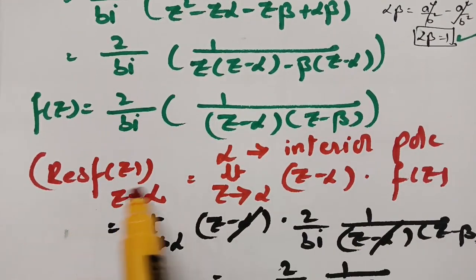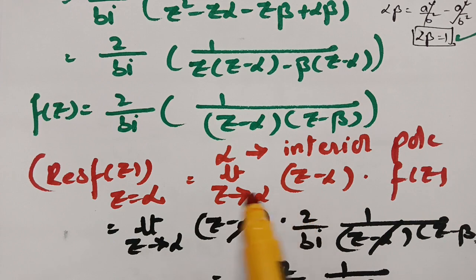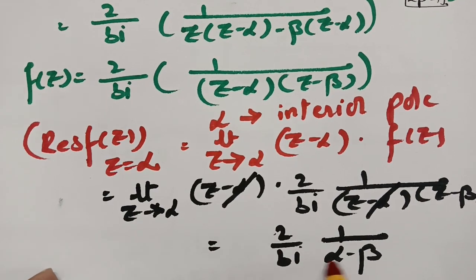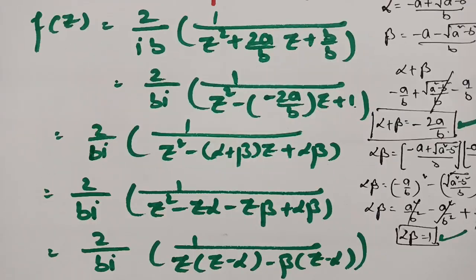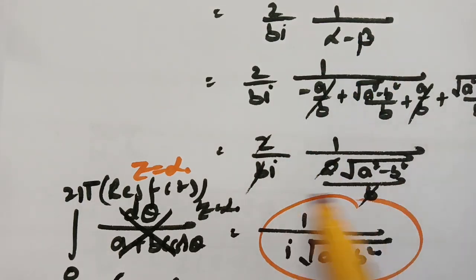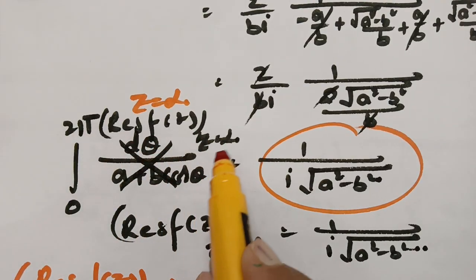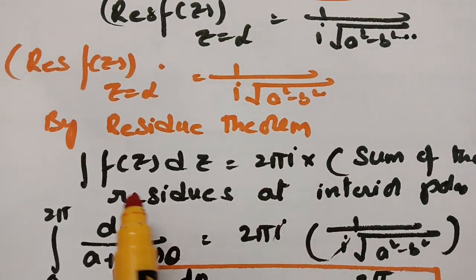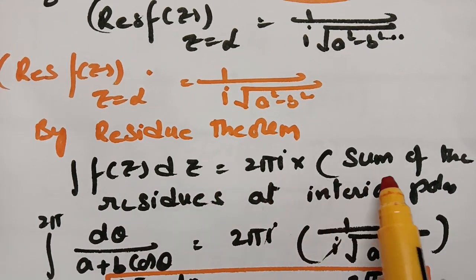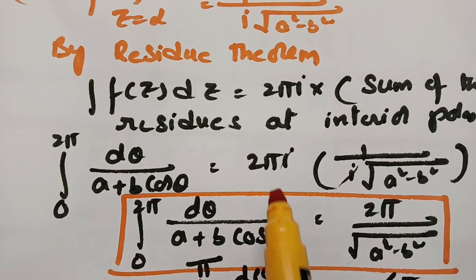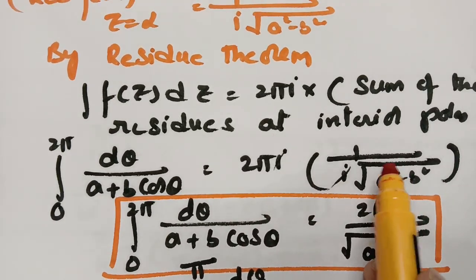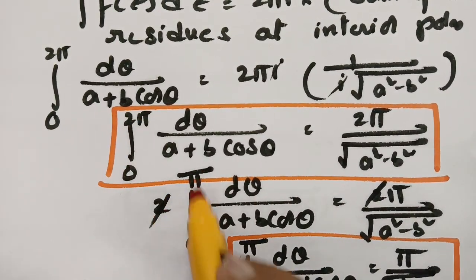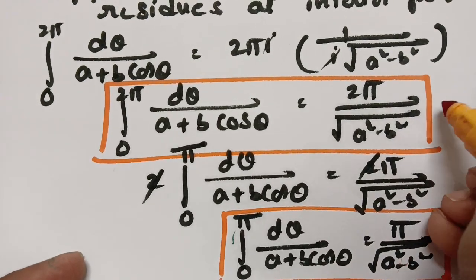So after getting f of z, the residue at point z equal to alpha is limit z tends to alpha, z minus alpha into f of z. So after keeping f of z and cancelling and substituting z value as alpha, this is alpha minus beta. So alpha minus beta is this one. So this is the residue value at z is equal to alpha. We got this one. After getting the residue value, we have to use the residue theorem. Residue theorem is nothing but integral f of z dz is equal to 2 pi i into the sum of the residues at the interior poles. So 2 pi i into the residue value. So this is the residue value. After cancelling this one, this is 0 to 360, and we can write it as 2 times of 0 to 180, and this is the final answer.